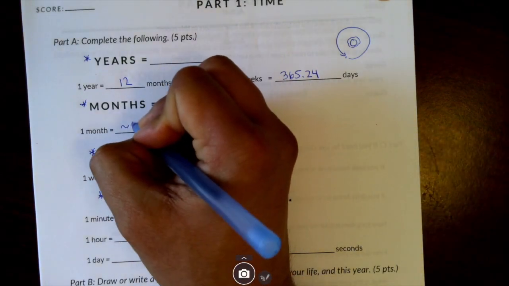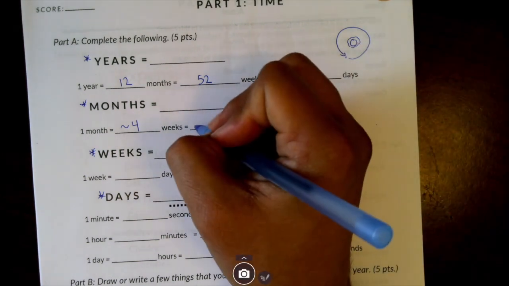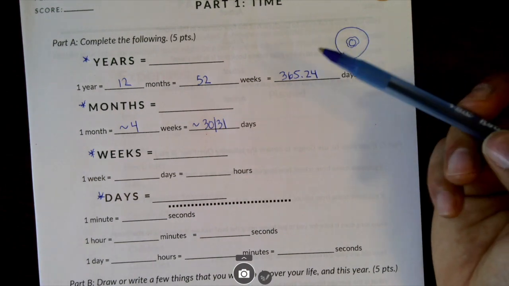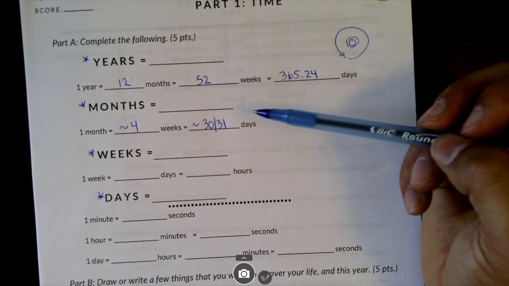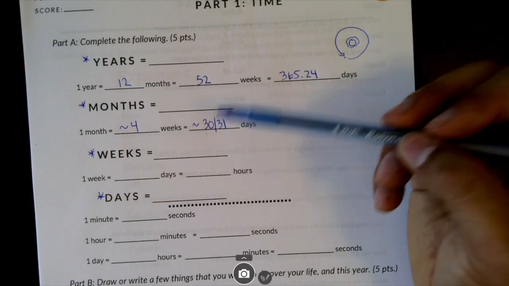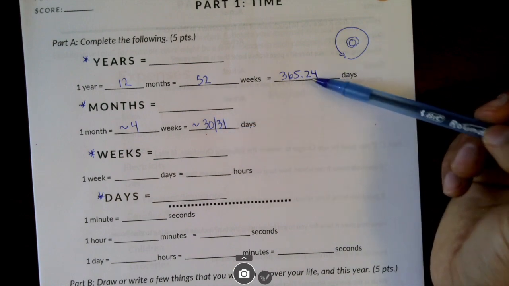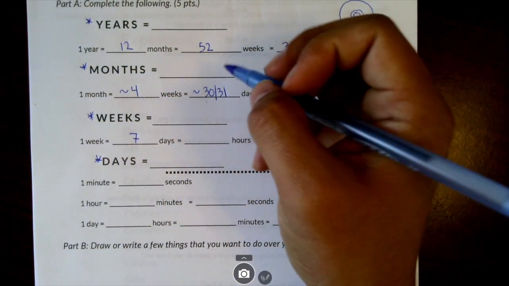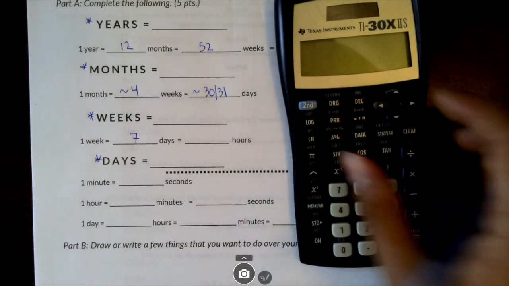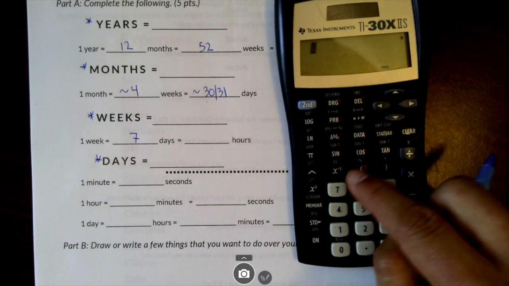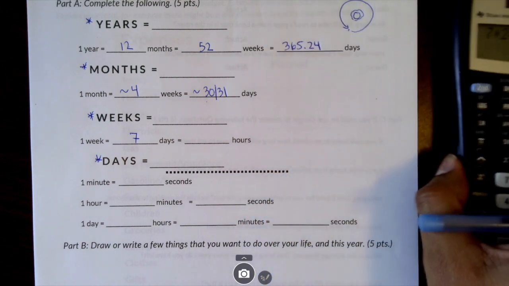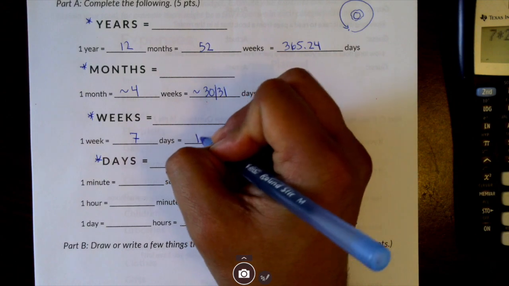In months, 1 month equals about 4 weeks, and it's about 30 to 31 days. Some months are more than others. February is that one weird month where it's 28 days, but if it's a leap year, then it's actually 29. A week is 7 days. And, oh man, I forgot off the top of my head. So you got to do 7 times 24. It's 168 hours.